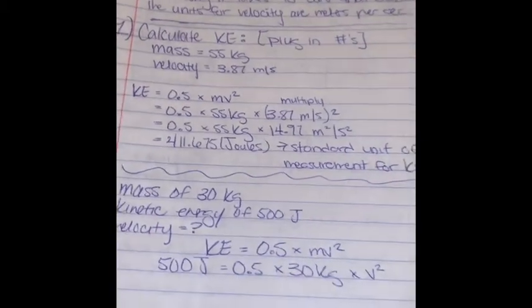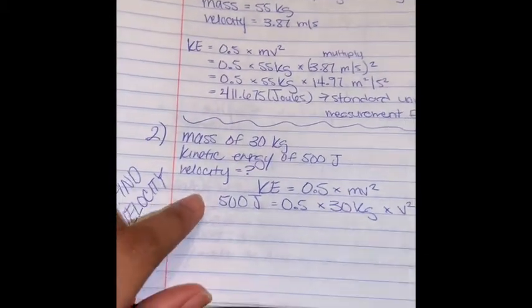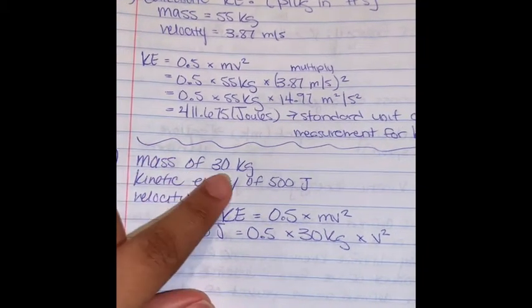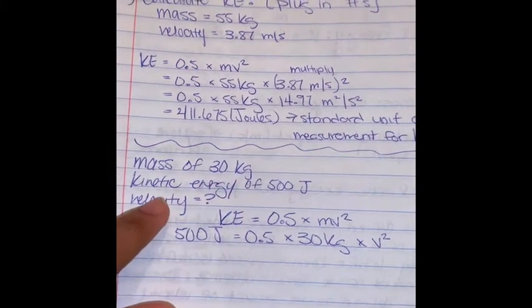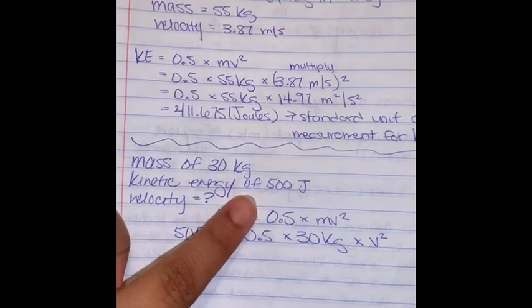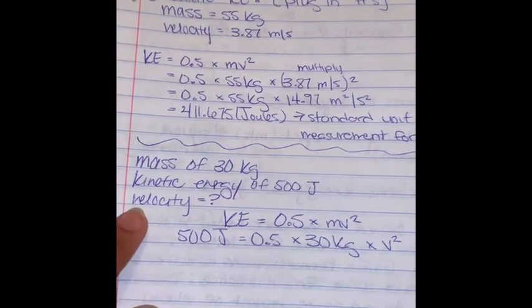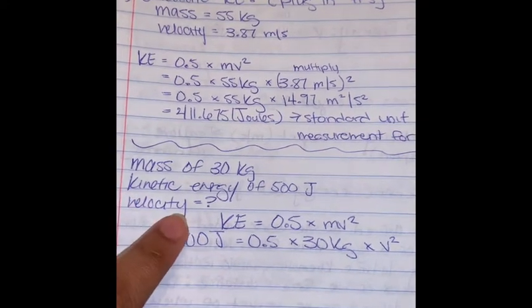And so to our second example, this is how to find velocity. Your mass is 30 kilograms. Kinetic energy is 500 joules. Now you're trying to find the velocity.